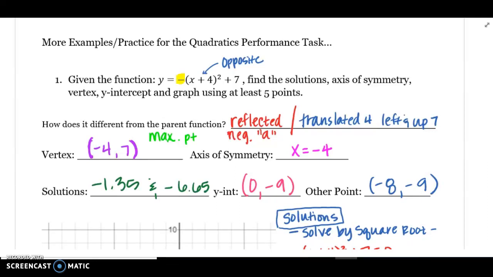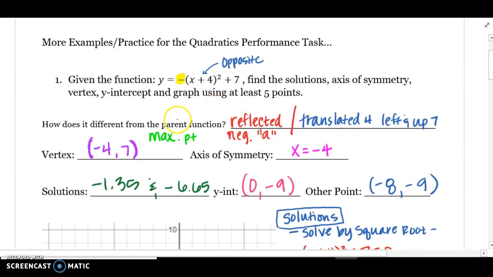Hi guys, the purpose of this is to help provide you with further examples to get ready to take the quadratics performance task. The first problem is giving you a function in vertex form. It's asking you to find the solutions, the axis of symmetry, the vertex, y-intercept, and graph using at least 5 points.